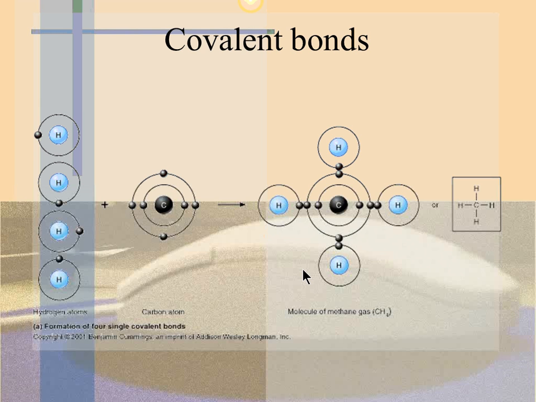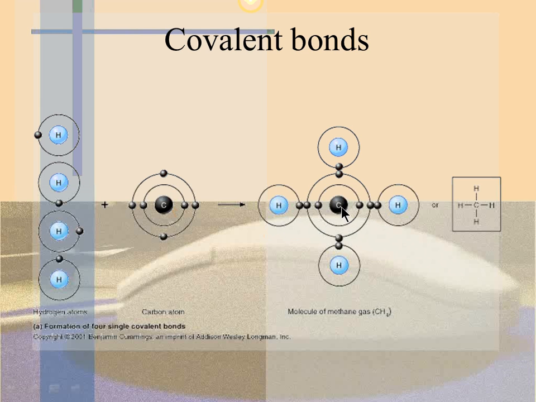So let's look at this situation here where we have a carbon atom and we've got hydrogen atoms. So carbon atom has 2 in the first orbital and it's got 4 electrons in the second one. So it needs 4 in order to become stable. Hydrogen has only 1 electron, right? So each of these 4 hydrogen atoms need 1 more in order to become stable.